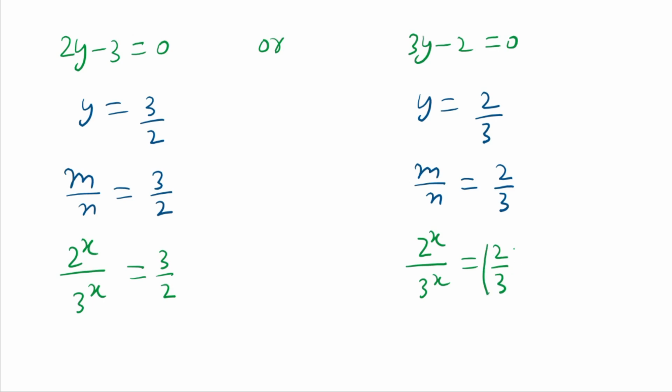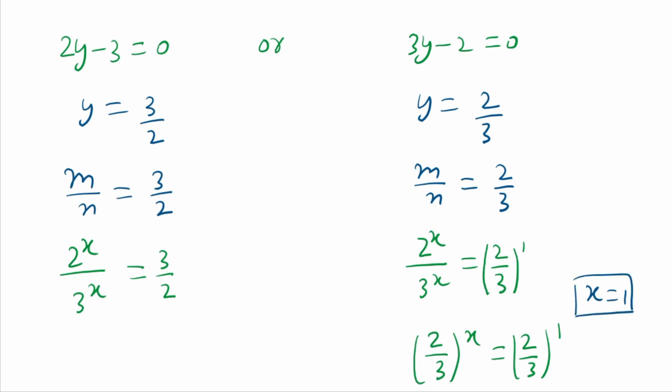Here if we take power 1, 2 to the power x over 3 to the power x is the same as 2 over 3 bracket power x, and this is equal to 2 over 3 bracket power 1. Now we compare both sides, then you will get x is equal to 1. So this is our first answer.